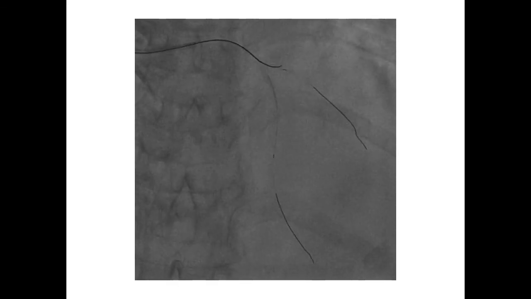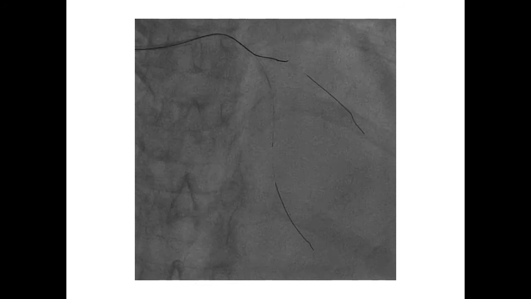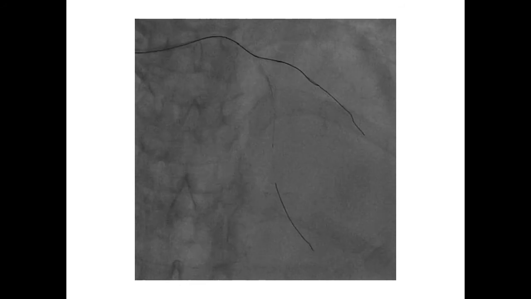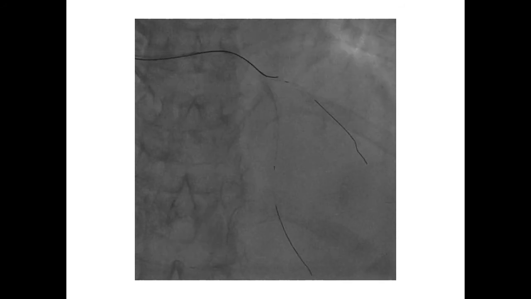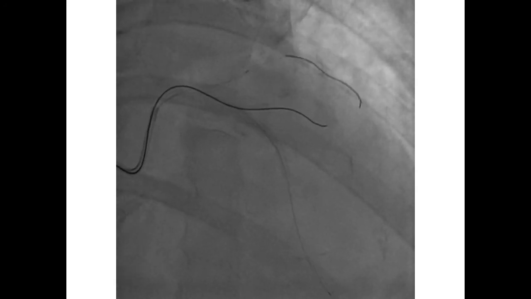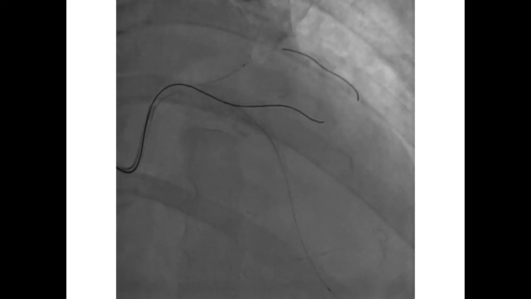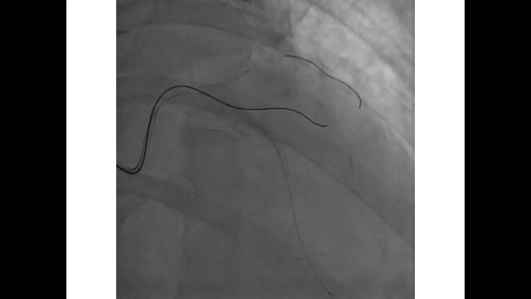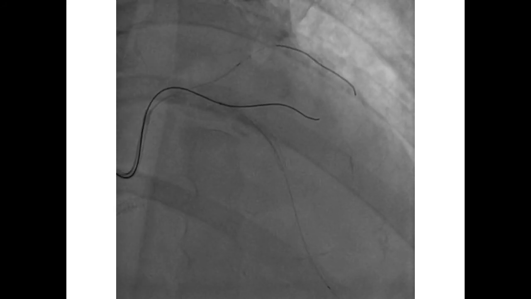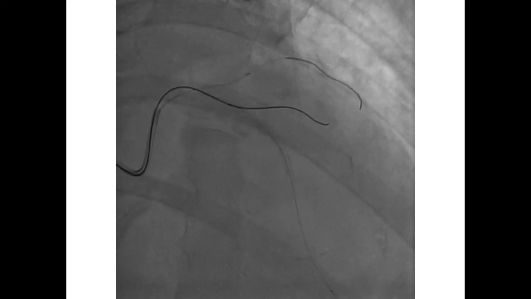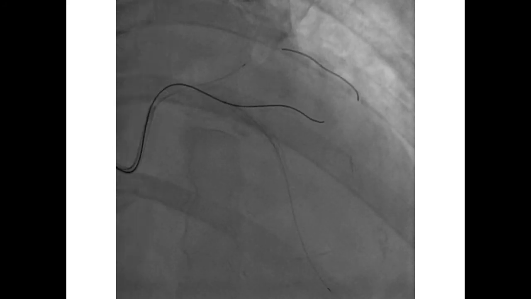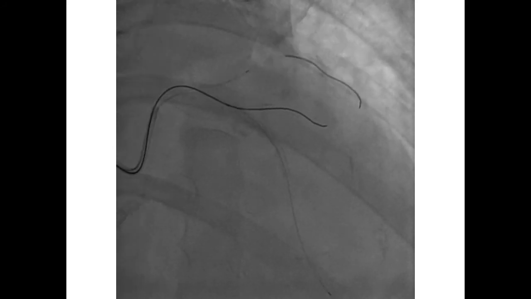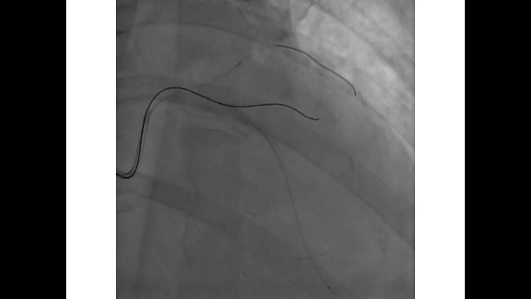The only wire that we were able to deliver was a CTO wire, the Fielder XT, and you can see here it's going inside the diagonal. But the problem that we faced, that we were unable to deliver even a 1.5 millimeter balloon. You see here how the guide is falling out of the coronary, and the wire is about to be also coming out of the diagonal branch. This is just with a 1.5 millimeter balloon. And crossing into this diagonal was a matter of life and death.